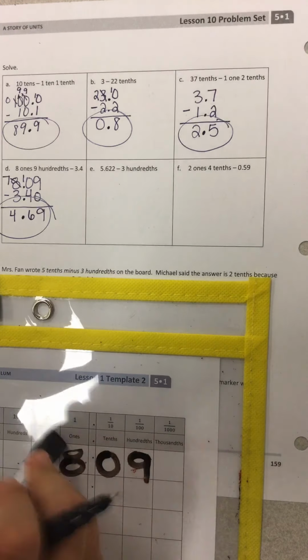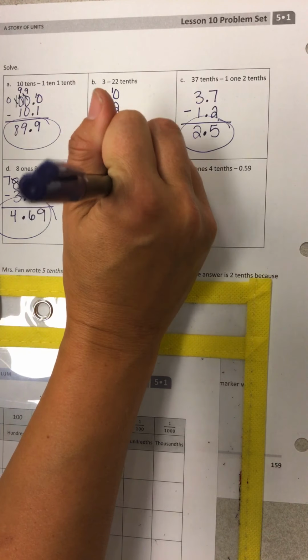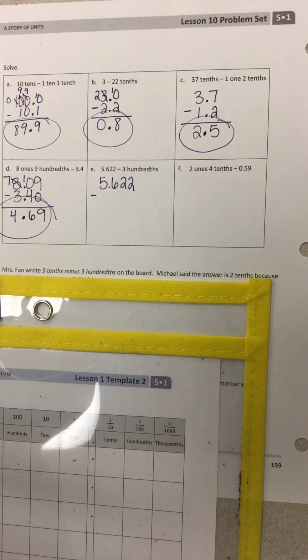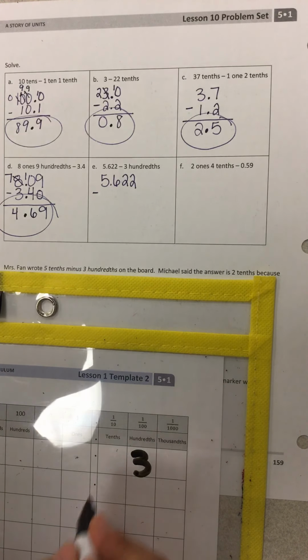Okay. Oh goodness, look at that. It's got a nice decimal again. So I've got 5 and 622 thousandths, but it says minus 3 hundredths. So if I've got 3 hundredths, that 3 is going to be in that hundredths column. And so, of course, you guys can see it down at the bottom.